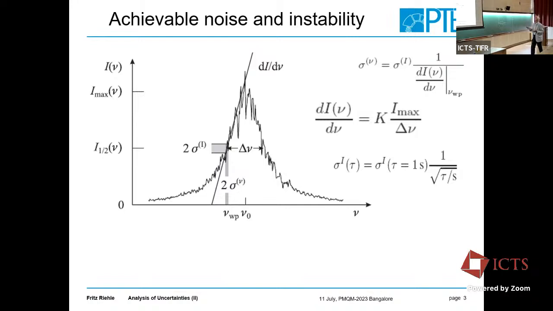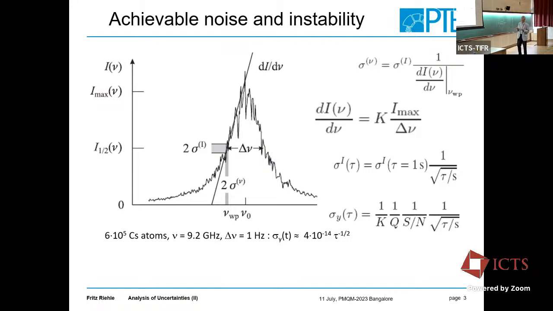If we assume now that the signal to noise at 1 second is given by sigma I, and it goes down if you measure for a longer time, like 1 over square root of tau, then you end up with a simple formula that gives you the instability at the time tau.